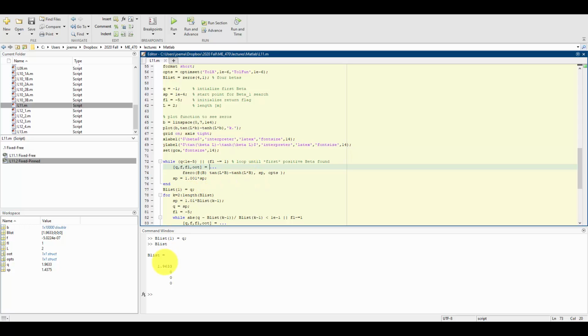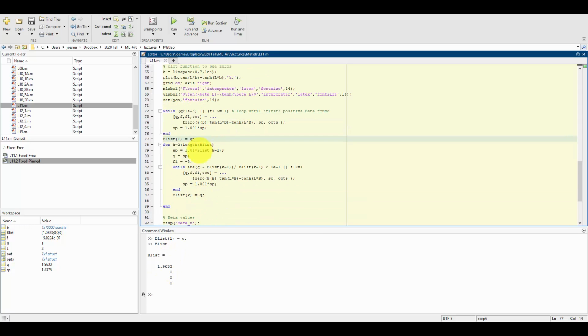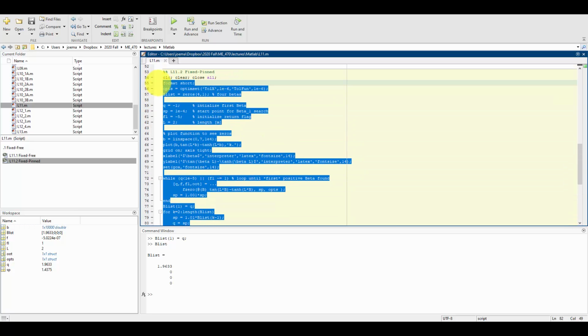So first one, 1.96. Then, like before, I'm going into this for loop where I'm going to now try to find the next larger beta value, by guessing a little bit bigger than the previous beta value, and then continue that process as I go. So once again, to avoid duplicates, I'm looking for every beta value to be at least 10% different than the previous one. So I'll run up to that point and see what the 4 beta values are.